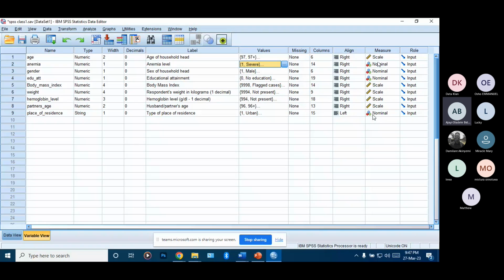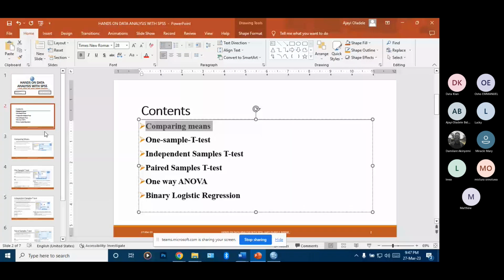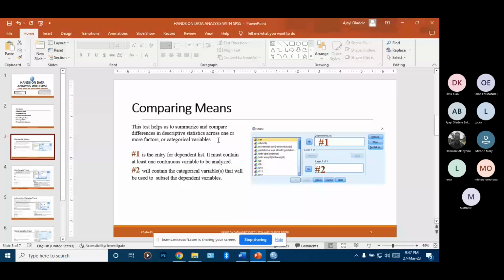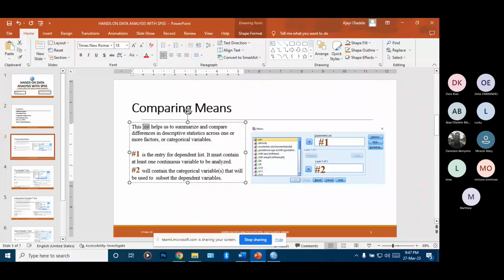So the very first thing we'll be doing tonight is comparing means. Now, when we are comparing means, it's not actually a test. Means comparison is not actually a test. What I have here in my slide is just a mistake. It helps us to summarize and compare differences in descriptive statistics across one or more factors or categorical variables.